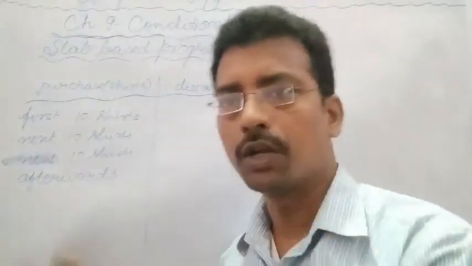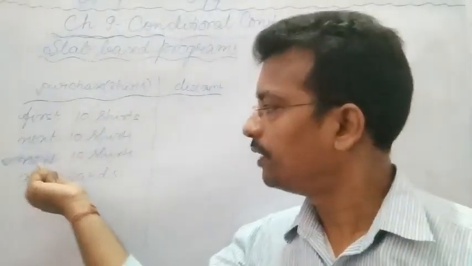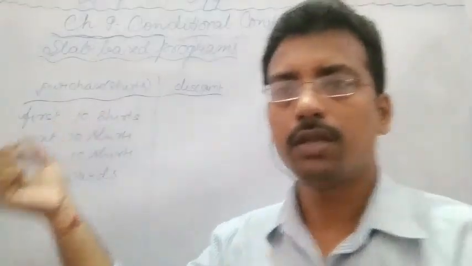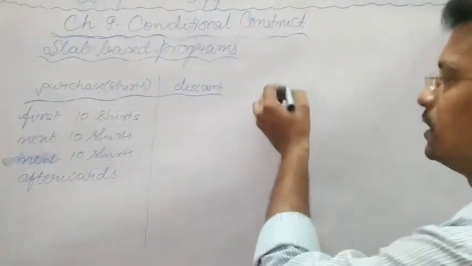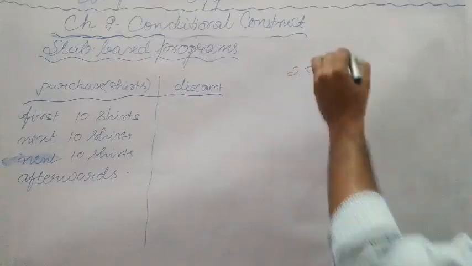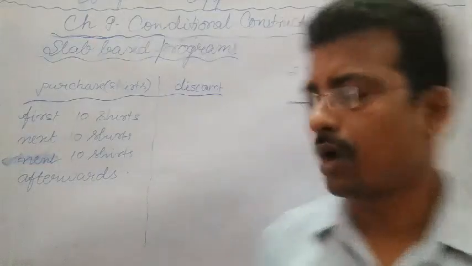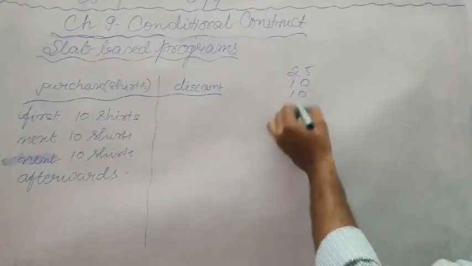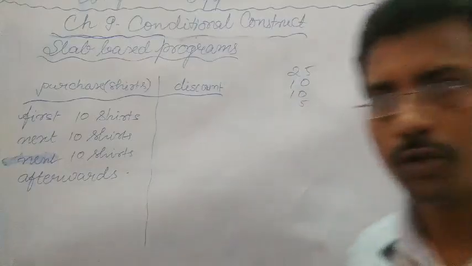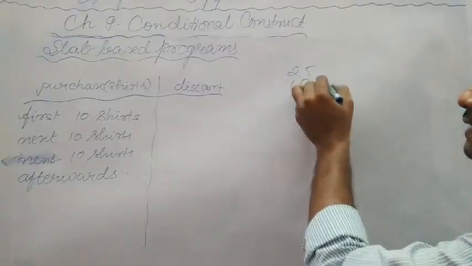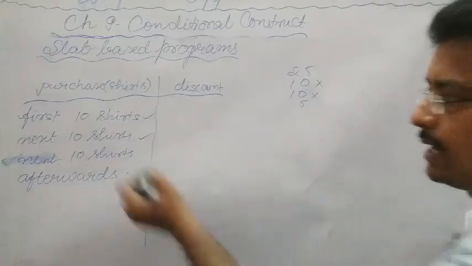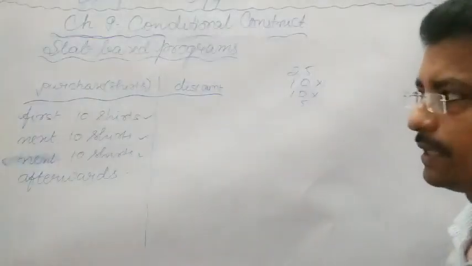So we need to include all these if the condition is falling here. If the condition is falling here, all these are needed to be included. See how. Suppose someone has purchased 25 shirts. So how will 25 be divided? 25 will be divided as starting 10, after that 10 and then 5. So the starting 10 will be calculated with this criteria, the second 10 will be calculated with this criteria, and the next 5 will be calculated with this criteria.